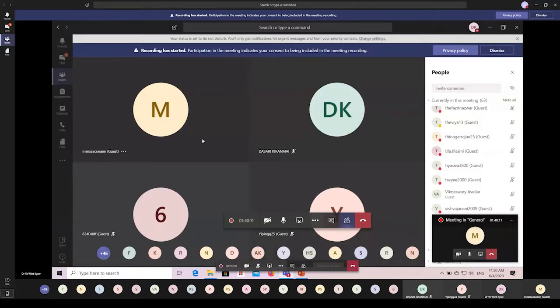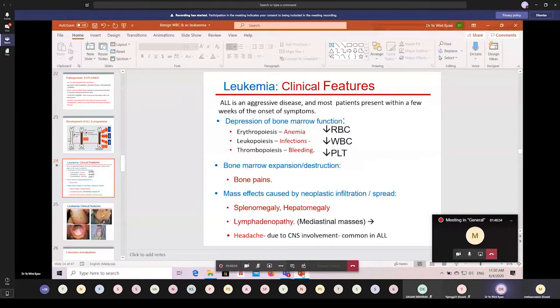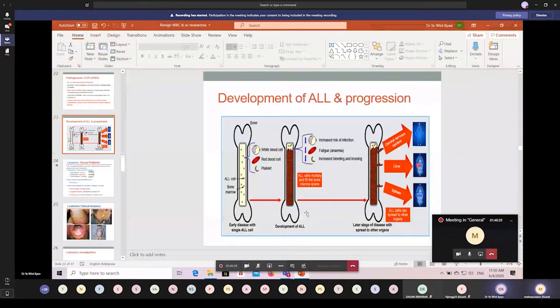Doctor, just now you asked why leukemia will have bone pain, is it? Yes, because the bone marrow has become overcrowded with cancer cells. The accumulation will expand the bone marrow, and this can cause bone pain.